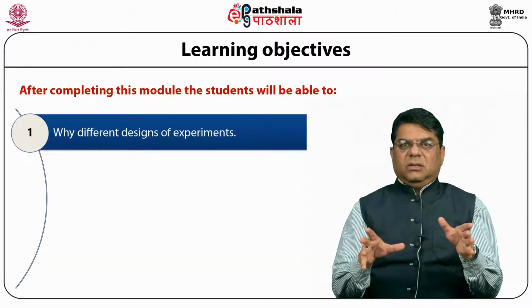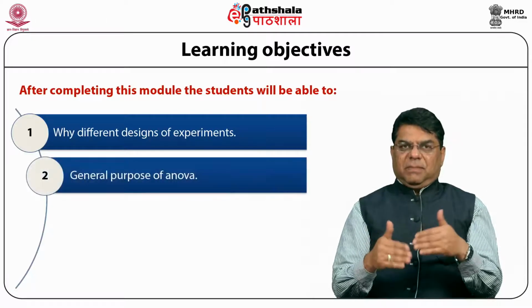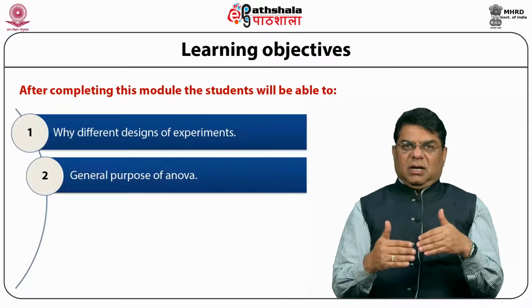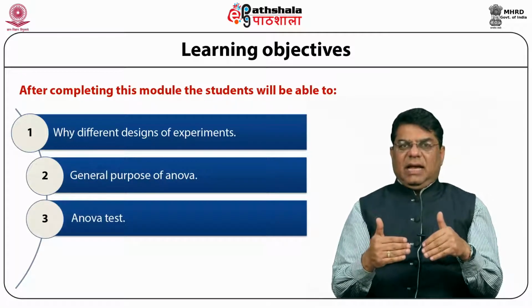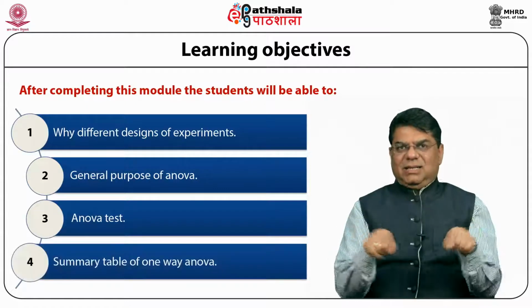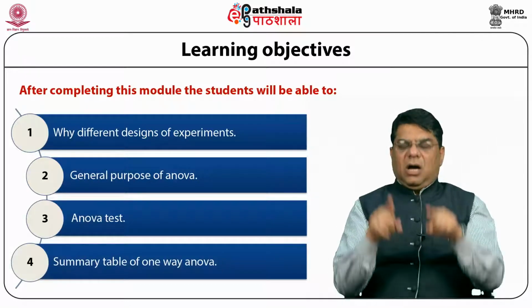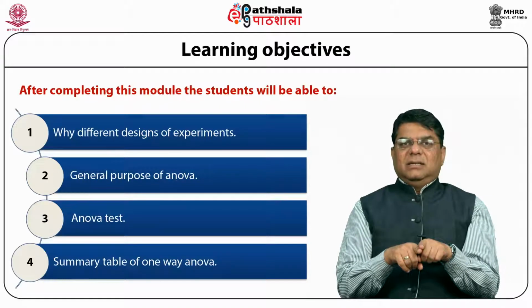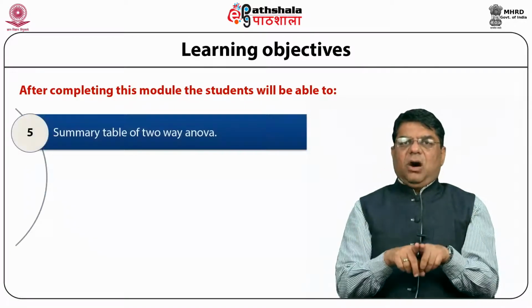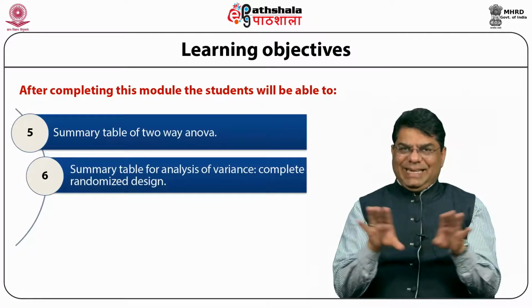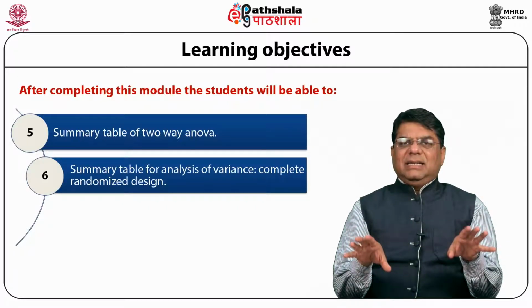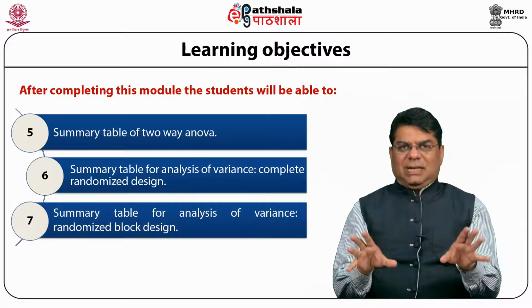required, what is the general purpose of ANOVA, how the ANOVA test is conducted, and also in the table you will see how the one-way ANOVA is done. You will see a summary table of a two-way ANOVA. You will also see a summary table of ANOVA of a completely randomized design and a randomized block design.